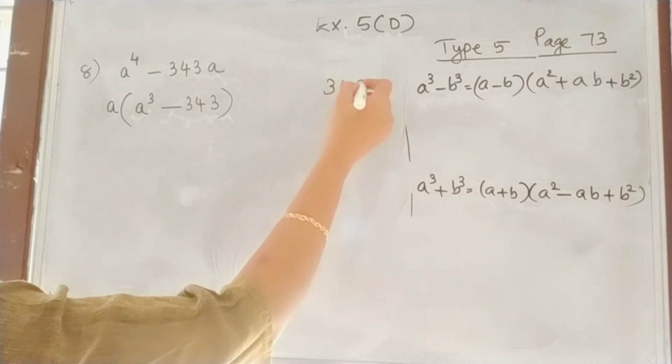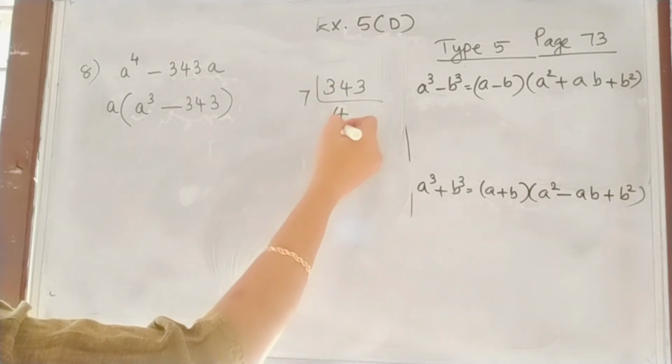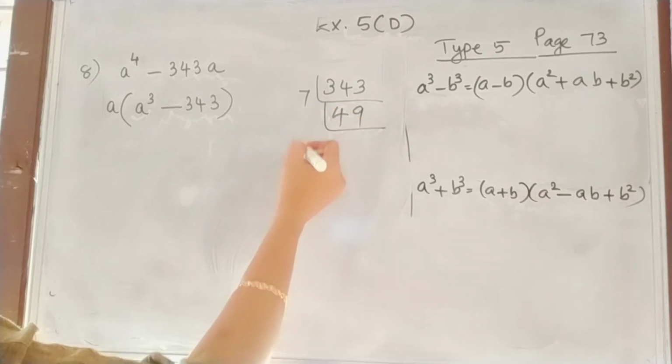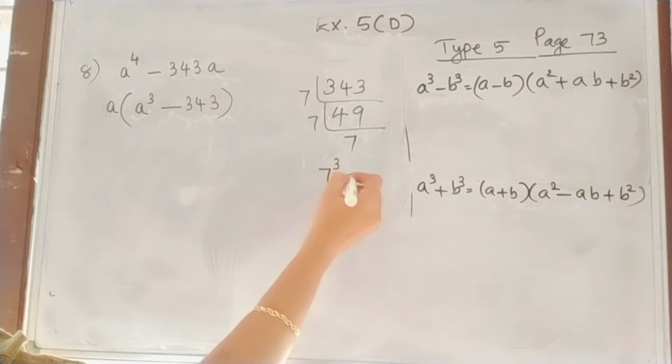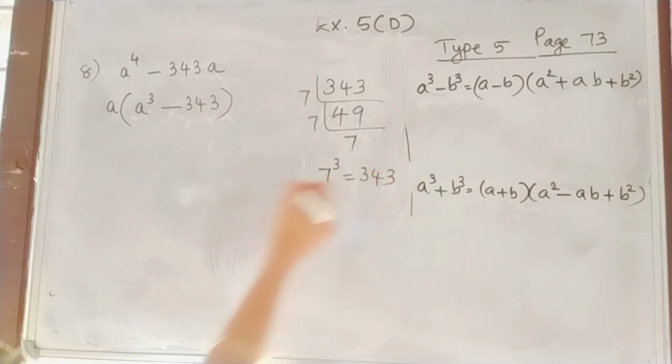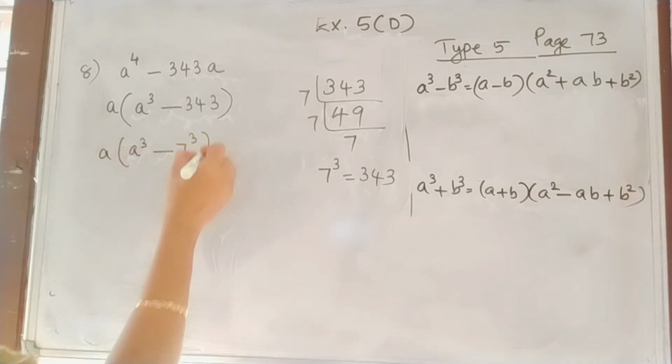For that, do the factorization of 343. So 7 is possible. 7 4s are 28, then 49, then here 7, 7 sevens are 49. So 7 cube is what? 343. So this can be written as a cube minus 7 cube.